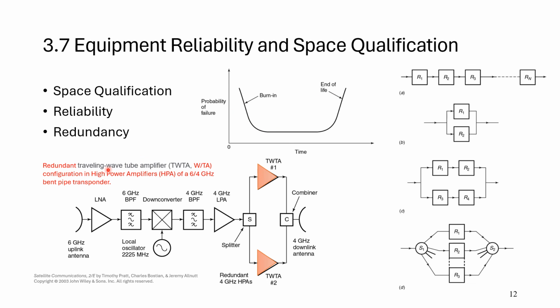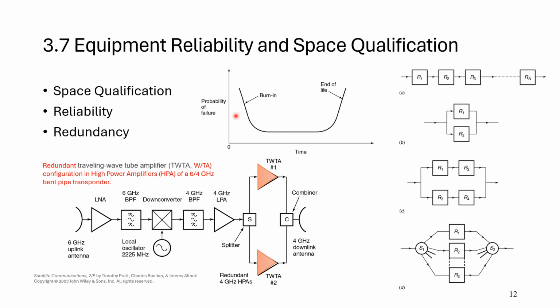So we have to use redundancy. Let me show you an example of a redundant configuration with a traveling wave tube amplifier, with double amplifiers at this stage. These are high power amplifiers. So we have a splitter, and in case one of them fails, the satellite can be used without a problem.